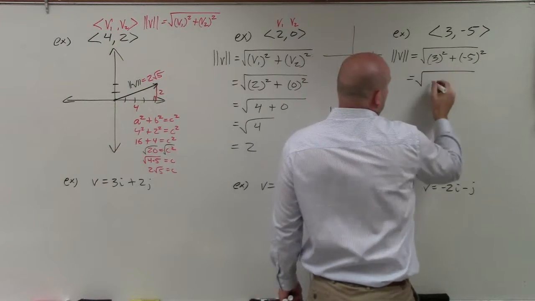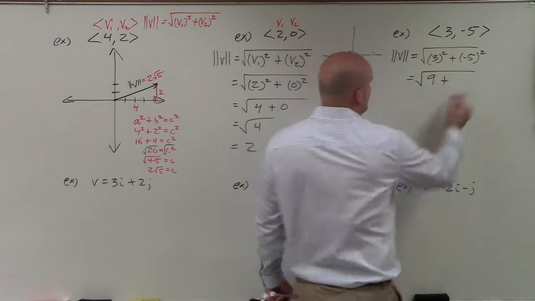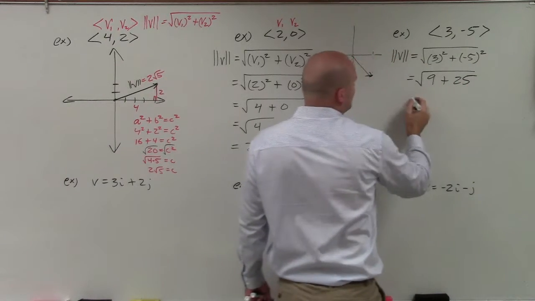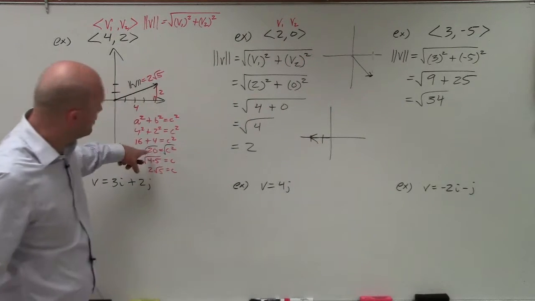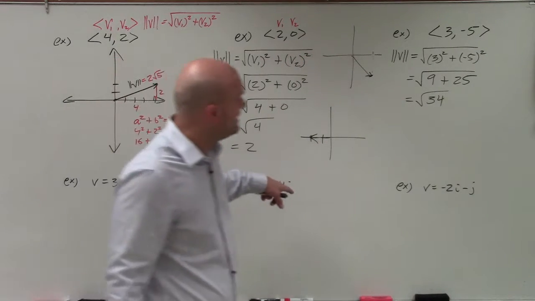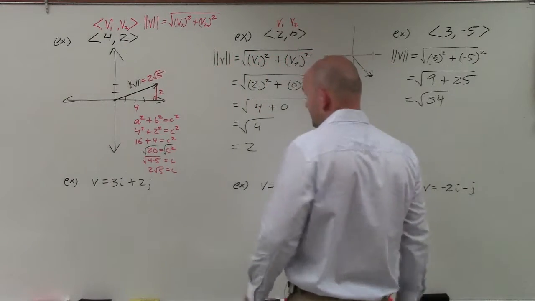All right, so 3 squared is going to be 9, plus 5 squared is going to be 25. 9 plus 25 is 34. We try to simplify 34 like I did over here, but I cannot find any square numbers that divide into 34, so therefore that's just going to be my final answer.